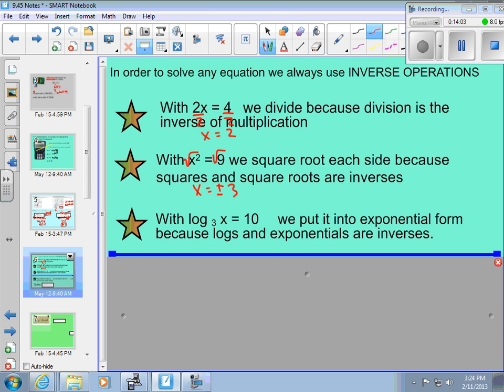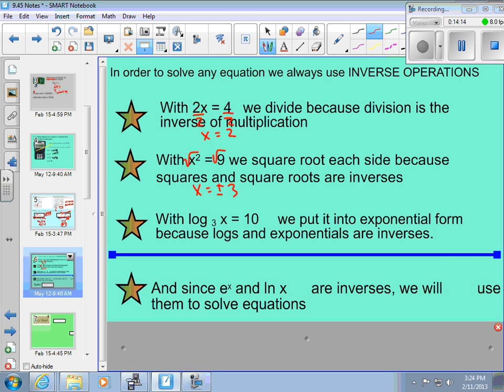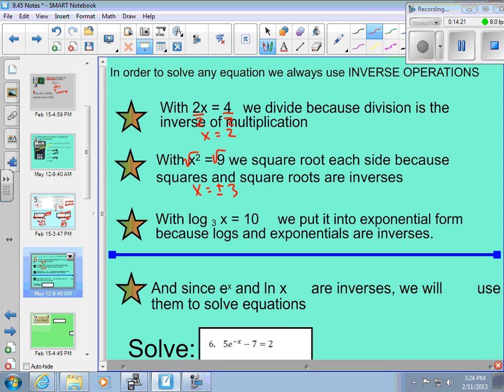Well, with logs, the opposite or inverse operation of log form is exponential form, and for exponential form, it's log form. So you always want to do the inverse. Since e to the x and ln x are inverses, we use the opposite to solve. And that's what we're going to do here for problem 6. We're going to use the inverse to do it.